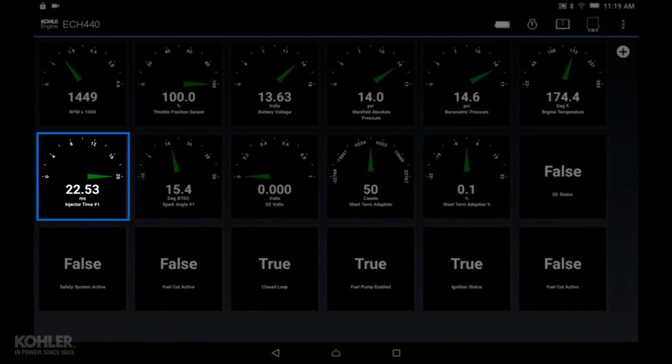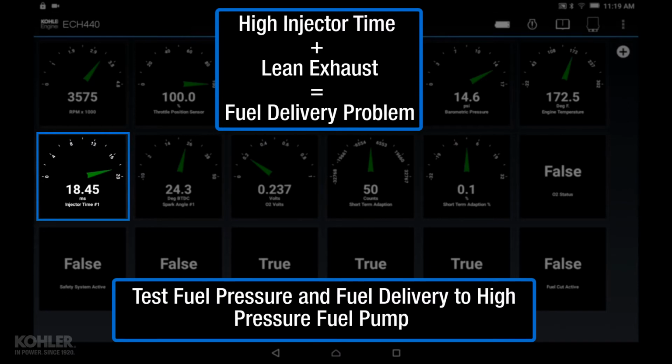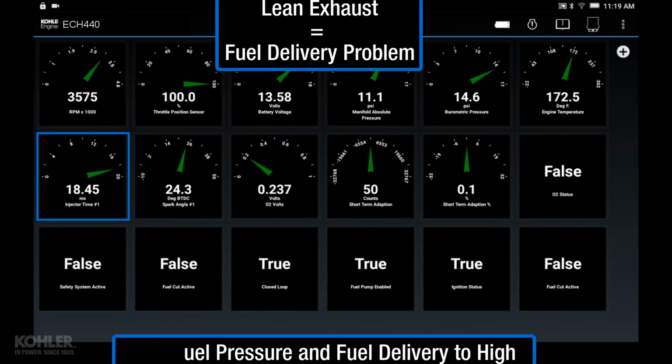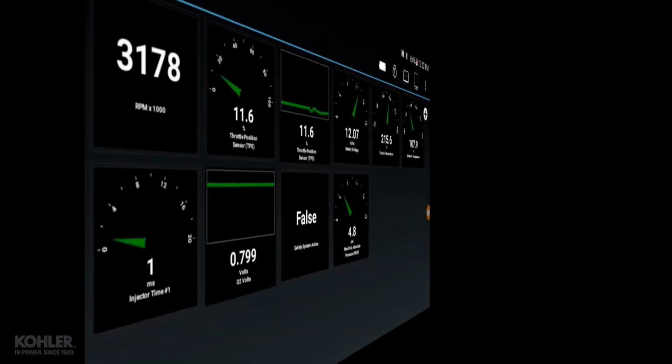Observing high injector time with lean running symptoms is an indication of a fuel delivery problem. Test the fuel pressure and fuel delivery to the high-pressure fuel pump. Maximum injector duration is based on engine model and other sensor inputs such as RPM and throttle position.